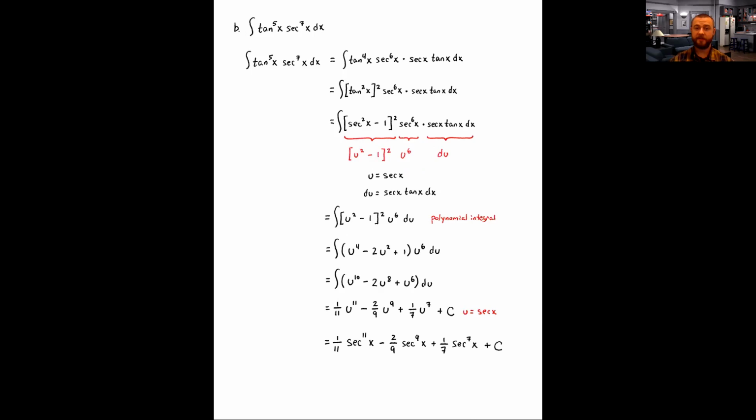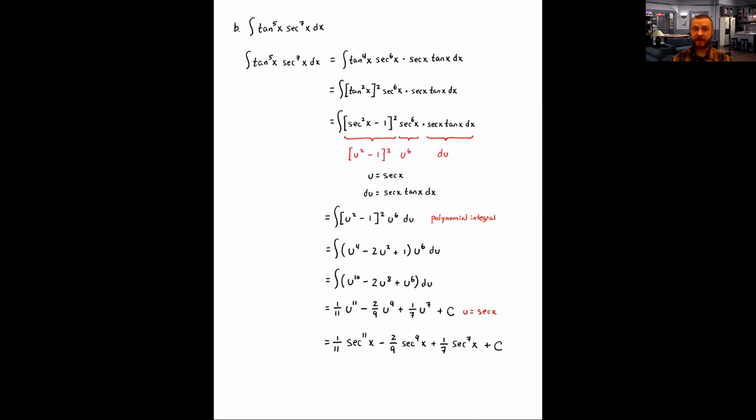All right, so if you're just careful and FOIL or expand u squared minus 1 squared, and then distribute u to the 6th in, we get simple powers of u. Fully simplifying that, we get the integral of u to the 10th minus 2u to the 8th plus u to the 6th. And from here, the calculation is very easy, using the power rule for antiderivatives. To complete the question, back substitute u in terms of x. Here we used u as secant x. And we get, again, kind of an ugly looking expression.